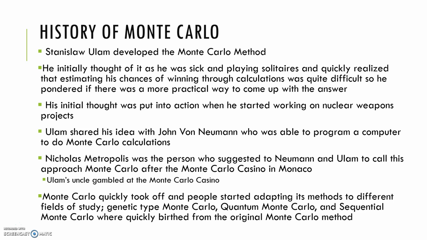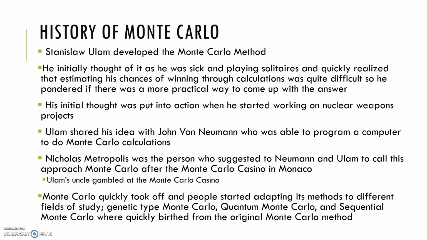His initial thought was put into action when he started working on nuclear weapons. While he was working on nuclear weapons, his colleague John von Neumann was able to actually program a computer to do Monte Carlo calculations. Another one of their colleagues, Nicholas Metropolis, was the person who suggested they call it the Monte Carlo approach or Monte Carlo method. The reason being is that Ulam's uncle gambled at the Monte Carlo casinos in Monaco. So that's a brief history of how the name came about.